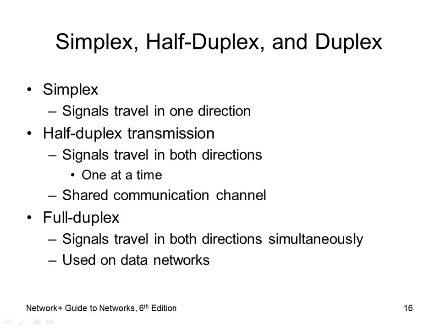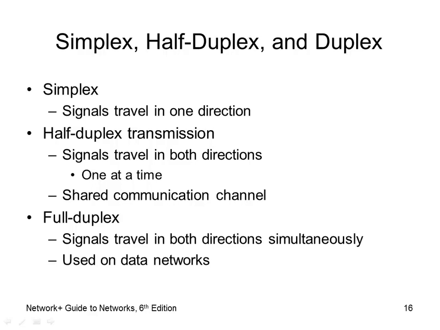Half duplex means you can send and receive, but not at the same time. CB radio, or walkie-talkie, or ham radio, that's all half duplex. You can send and you can receive, but you can't do it at the same time. Full duplex is what we use on computers and what the telephone system is. You can transmit and receive at the same time.